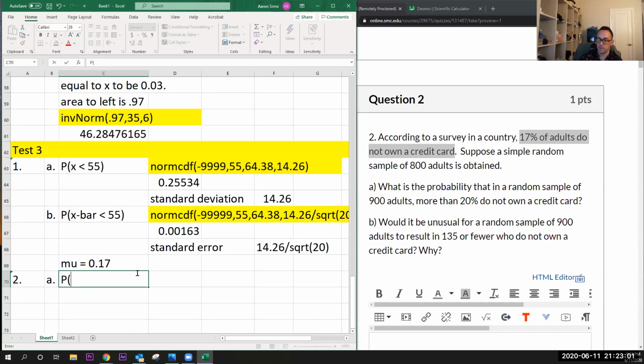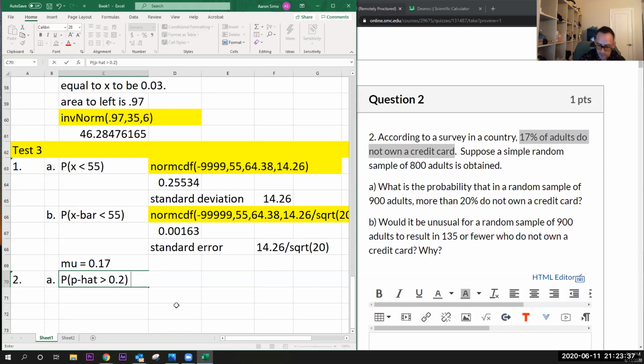But I want to find the probability that p hat is what? What's it say? More than 20%. So greater than 0.2. That's what I'm looking for. The probability that p hat is greater than 0.2. What's the probability that p hat is greater than 0.2? P hat, 20% from a sample of 900.